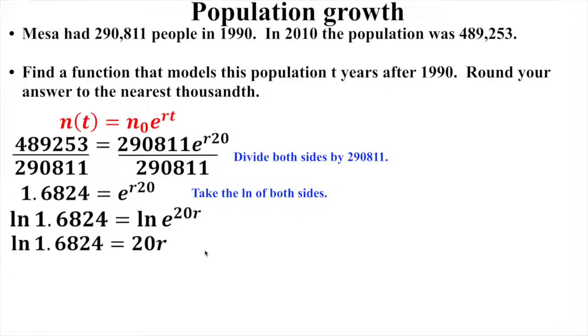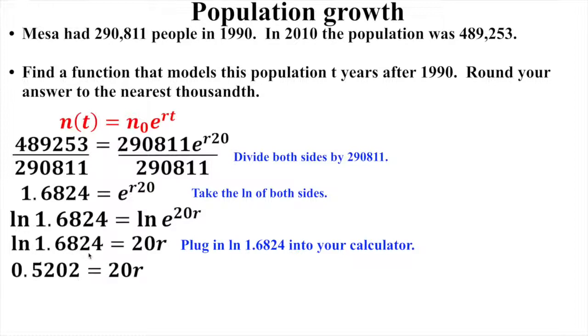All right, so now I've got this ln 1.6824. I need to plug that into my calculator to reduce it. Okay, so I plug that amount into my calculator, I end up with this. Now then, all I'm going to need to do is solve for r. So I've got to divide both sides by 20. I find out that r is 0.026. Now it asked me to round to the nearest thousandth, which is 3 decimals, so that's perfect there.